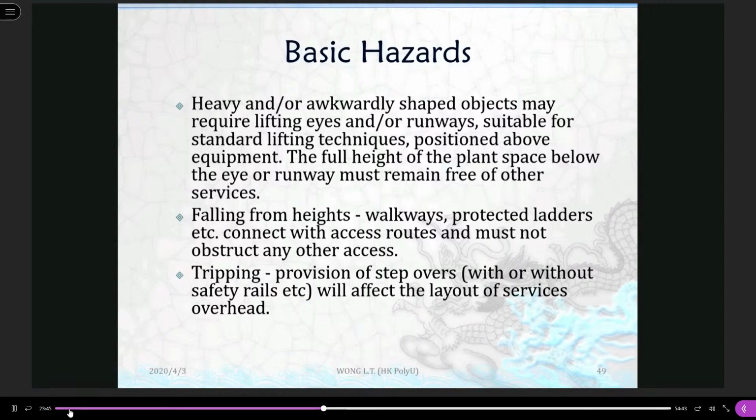Full hydroplant space below the eye, when the way remains free of other surfaces, is probably required for such a particular work type. Falling from heights, from the walkways, from the protected ladders connected with the access routes, have to be unobstructed. The obstruction, this additional barrier, requires particular space, so the assignment of the plant room has to consider those hazards. Tripping, provision of step covers, things like that.